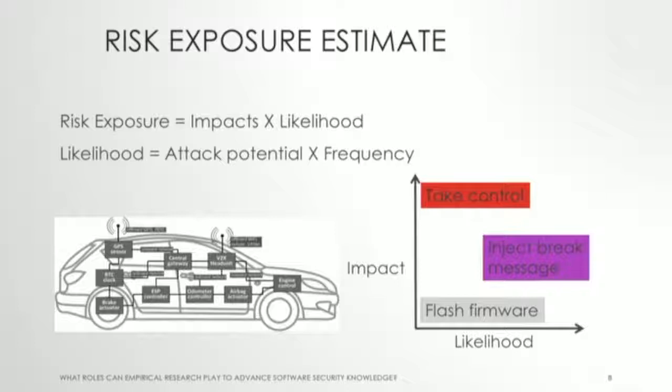So I would take here the connected car. Now most of the cars are connected somehow. You have Bluetooth, you have different devices. And I'm going to say what are the different threats that I have, how likely the threats can happen, and what is the impact. So the attacker is going to flash the firmware. Here I would say the impact is low. Probably not, you might not agree with me. And the likelihood is low. I would say inject brake message: the likelihood is probably going to be possible, and the impact is still, I would say, probably low. But there is another one, take control. The likelihood is likely low, and the impact is high.